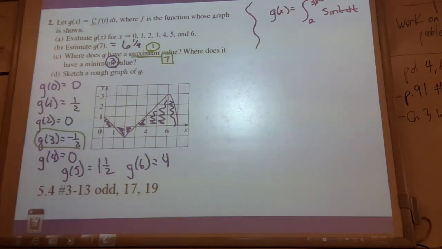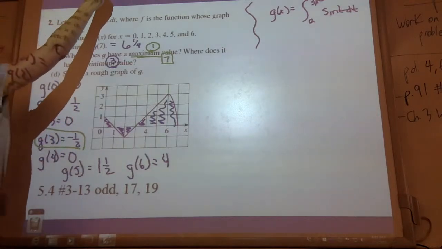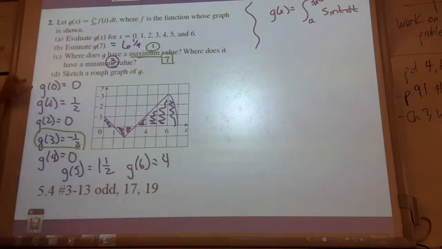Sketch a rough graph of g. Oh, this is going to be interesting.